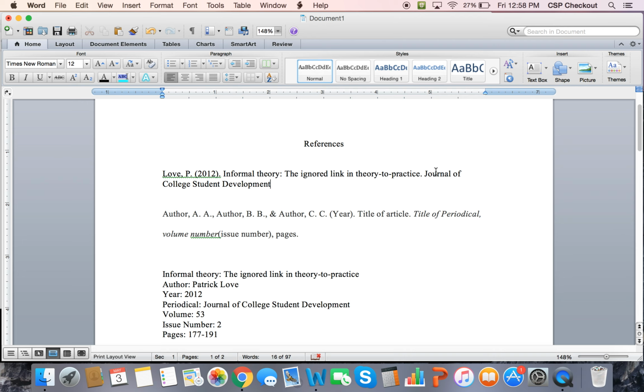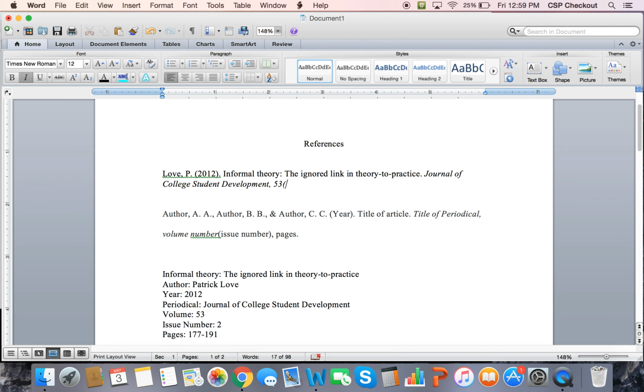Once again, it also says you have to have that italicized, so we can do that easily, like so. And then that has a comma after it. Then we have the volume number, which is 53, and that's also italicized. Luckily, it kept it for us. Then we have the issue number, and there's no space after that, so that's important. That's another formatting thing that people look into, and they catch you on that.